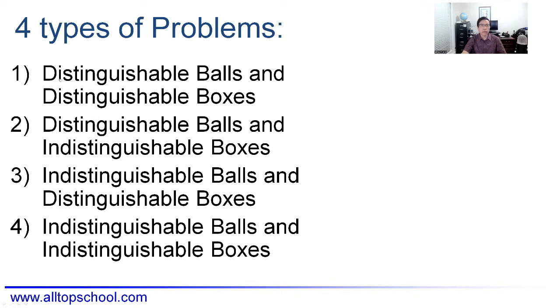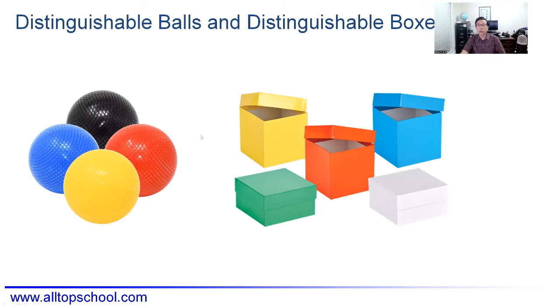The first one is distinguishable balls and distinguishable boxes. Second one is distinguishable balls and indistinguishable boxes. Type 3 is indistinguishable balls and distinguishable boxes. The fourth type is indistinguishable balls and indistinguishable boxes. So we're going to talk about the 4 types separately. Let's take a look at the model.